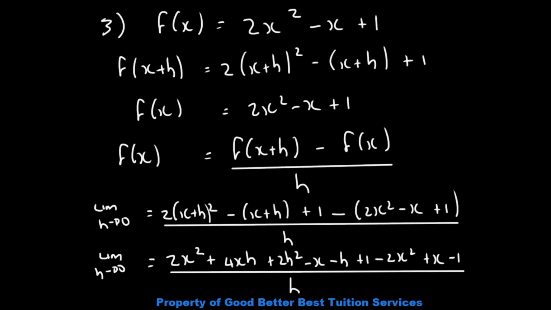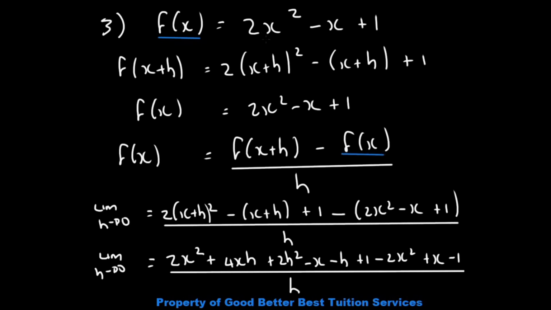Let's look at our third example. We have f of x is equal to 2x squared minus x plus 1. I'm sure by now you can see that our examples are becoming slightly more complicated. So let's have a look at what we need to do. Our original is f of x. That's what we are going to subtract over here.